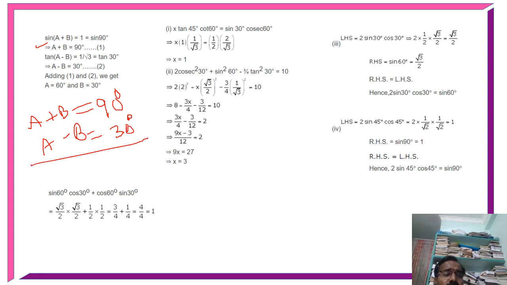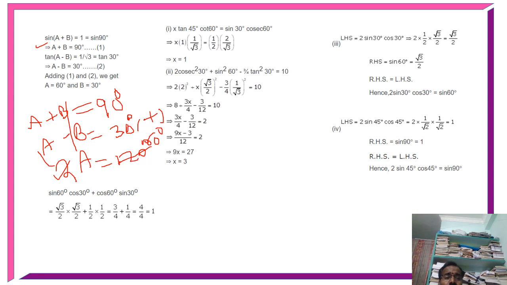If we do the elimination method, b cancels, 2a equals 120. 90 plus 30 is 120. Sometimes for the elimination method we do subtraction, but here addition only, adding the two equations to cancel b. 2a is 120, so angle A is 60. When the sum of two angles is 90 and one of the angles is 60, obviously the other angle will be 30 only. Like that we'll find out. This is one more method.